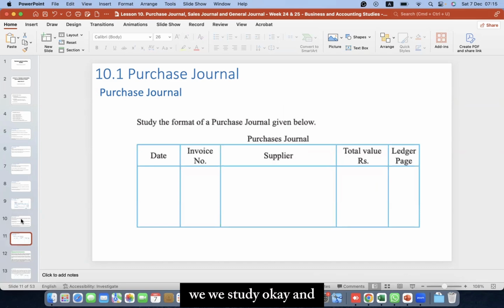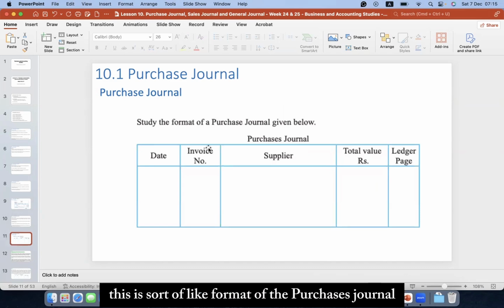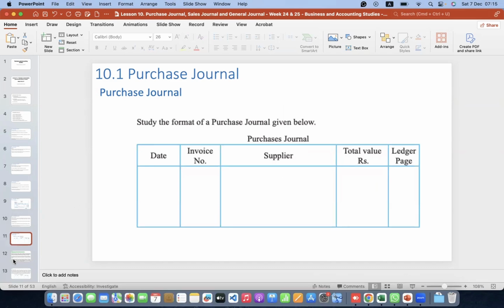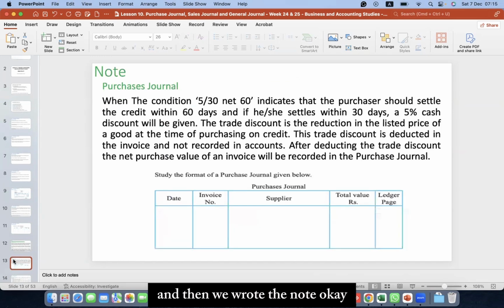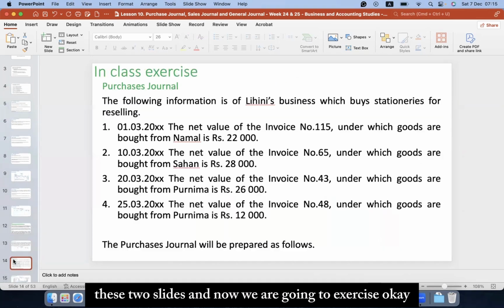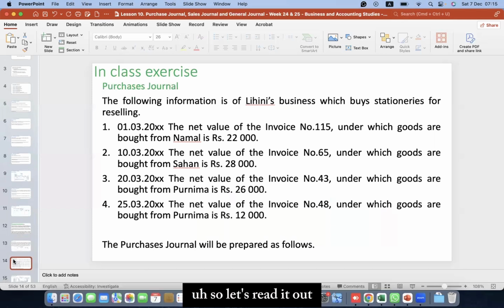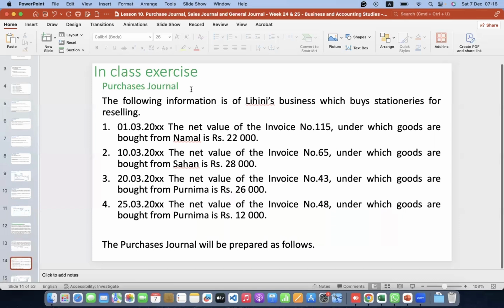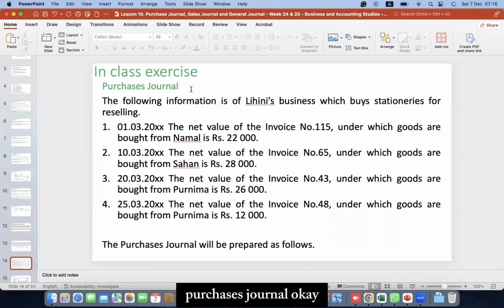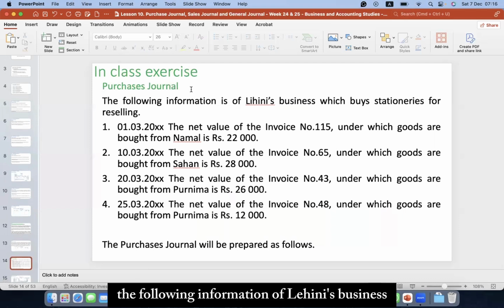Okay, and this is sort of like the format of the purchases journal. And then we wrote the note, these two slides. And now we are going to an exercise. Okay, so let's read it out. Purchases journal. The following information of Lihini's business, which buys stationeries for reselling.